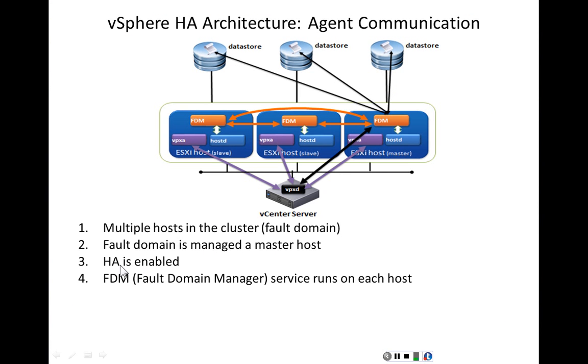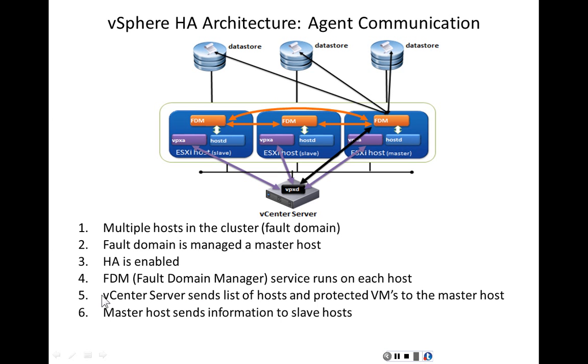When high availability is enabled, the fault domain manager service runs on each host. And vCenter Server, that's you or me, sends a list of hosts and protected virtual machines to the master host. And then the master host sends that information to the slave hosts. And the slave hosts monitor the health of the virtual machines. And if one of the virtual machines or ESXi host crashes, the master restarts the virtual machines.